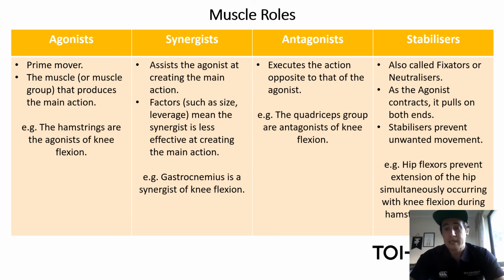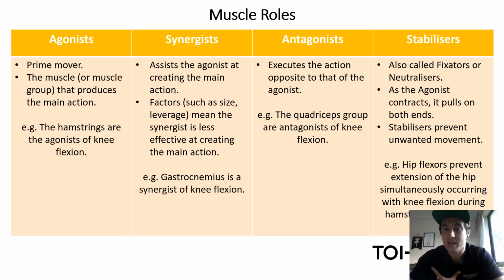So if we think about the pec major doing horizontal flexion of the shoulder, your deltoid also crosses the shoulder joint. So it's going to be a synergist muscle of horizontal flexion, but your pec major is doing most of that contraction. So during a bench press or push up, pec major is the prime mover or the agonist. Anterior deltoid of the shoulder is going to be a synergist.